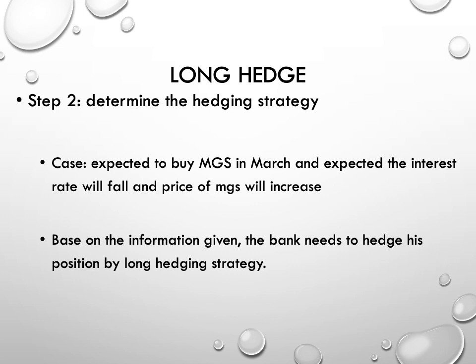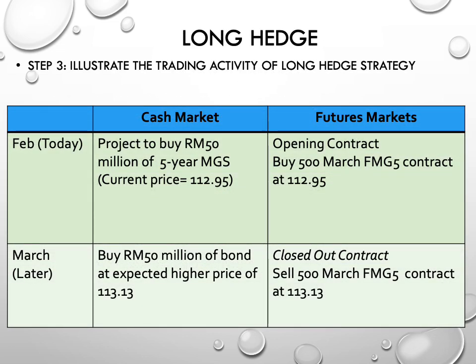Second step, you need to choose your hedging strategy. You plan to buy bond next month, so we use the long hedge strategy. The third step, you need to prepare your hedging table. In the hedging table, you need to outline in detail what your transactions are in the spot market and what your transactions are in the futures market. So today in the cash or spot market, you plan to buy 50 million of bond in March. That is your future transaction in the spot market.